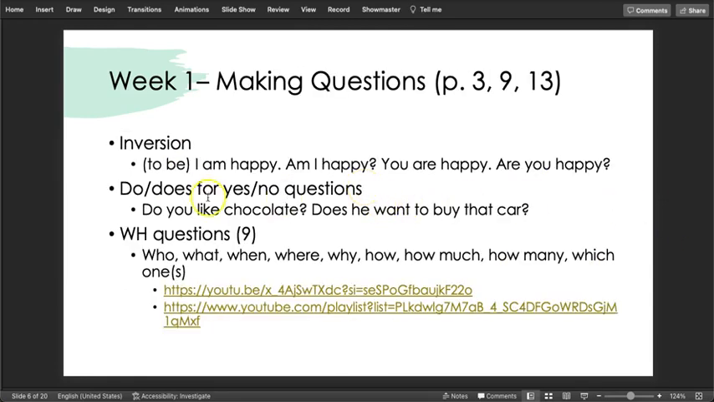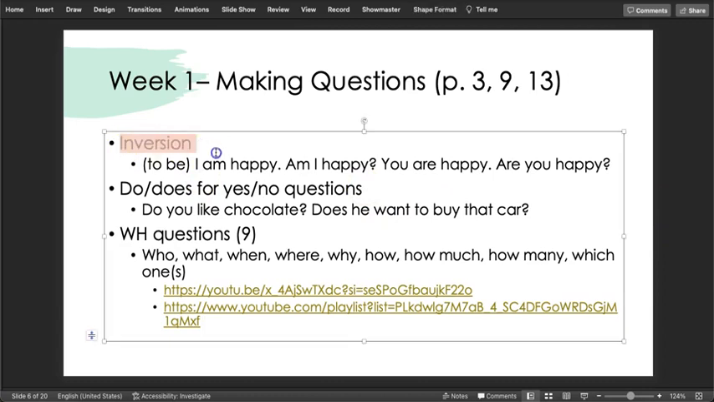Okay, this one is an important grammar point. We learned 3 ways to make questions. Again, 3 ways to make questions. First is inversion. I am happy. That's a statement. How do we make it a question? Oh, we say, am I happy? Notice where the subject is versus where the verb is, right? So that's why it's important to know which is the subject, which is the verb in the sentence.